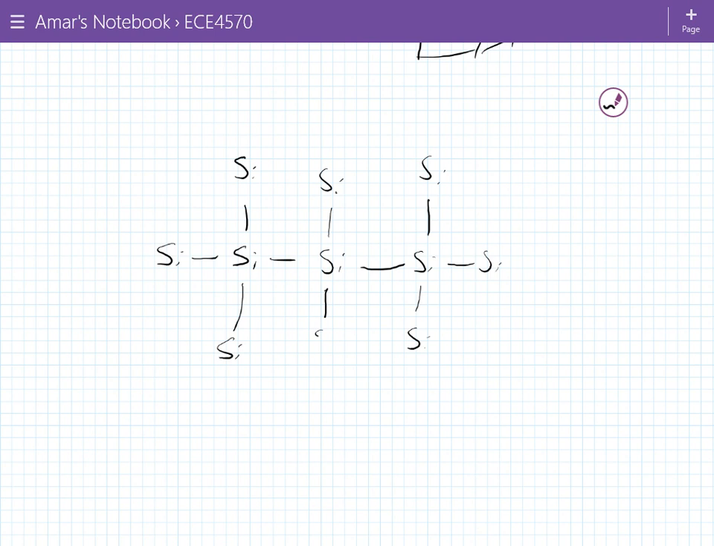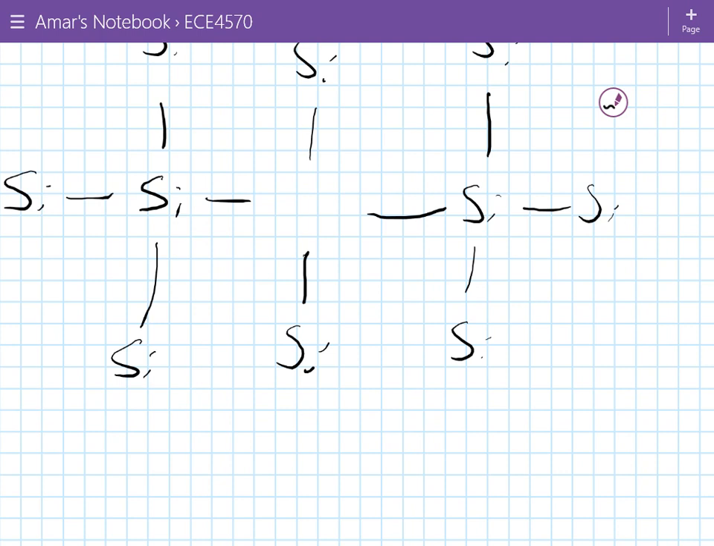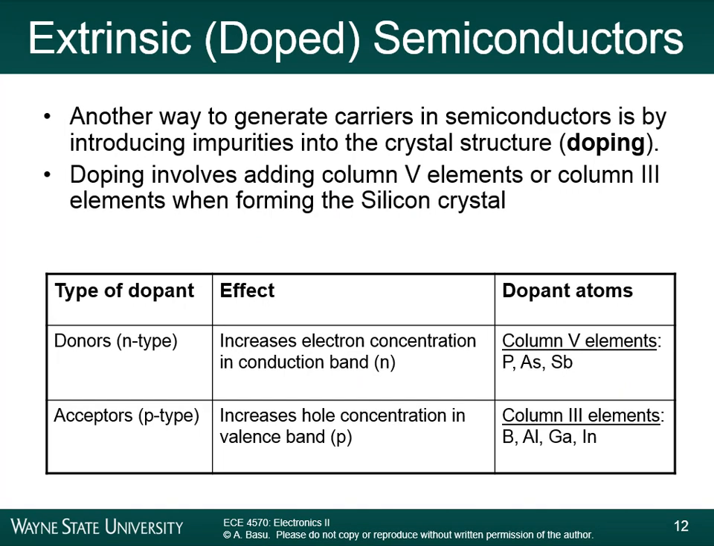I'm drawing a 2D version of this. You know what the actual crystal structure looks like. But let's say I replaced this silicon with phosphorus, let's say. Okay, phosphorus is a column 5 element. So if we look here, examples of dopant atoms.